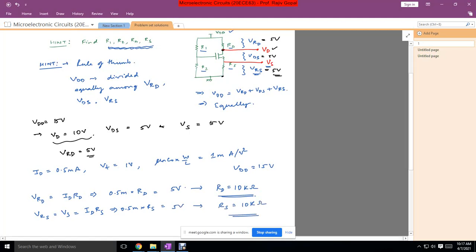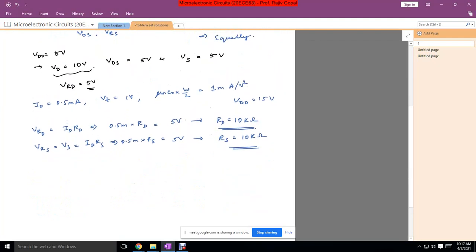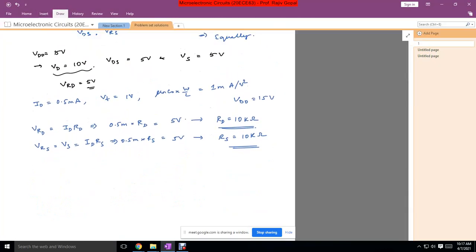Right. So two things I have found. I have found RD, I have found RS. Now I have to find R1 and R2 values. To find R1 and R2 values, I need to know this voltage VG. So for that I have to use the current equation. So let me go down this. Let me write the current equation.